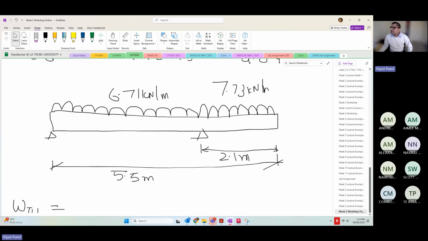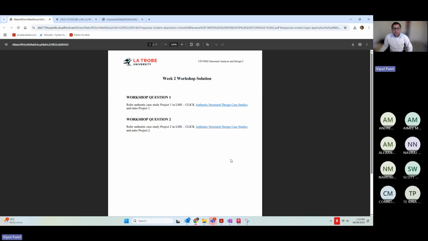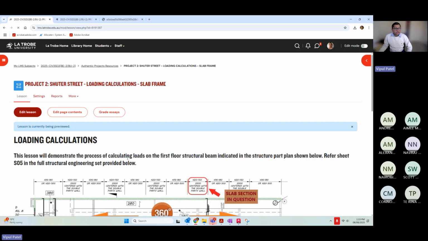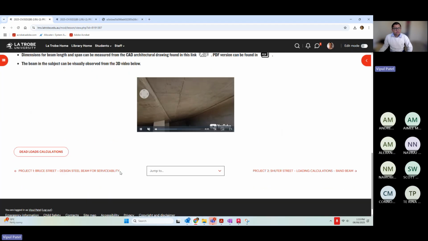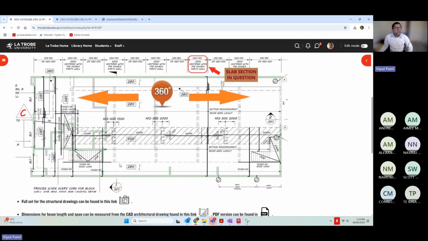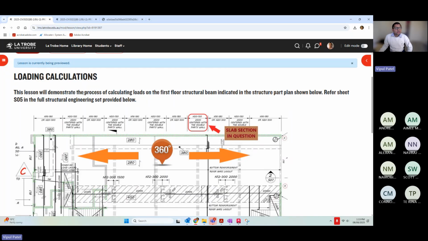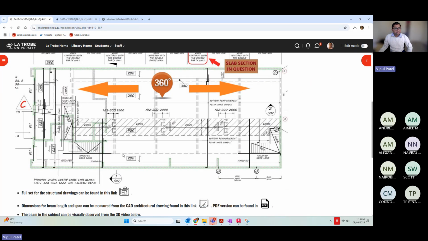Now, then there is the next ones. If you go to the workshops, there is the next ones, these ones, okay? This also, we're going to go through it. So what we're going to have, these lessons will demonstrate the process of calculating loads on the first floor structural beams indicated in the structural part beams shown below. Refer the sheet as 05, so structural 5, for full structural setup provided below.